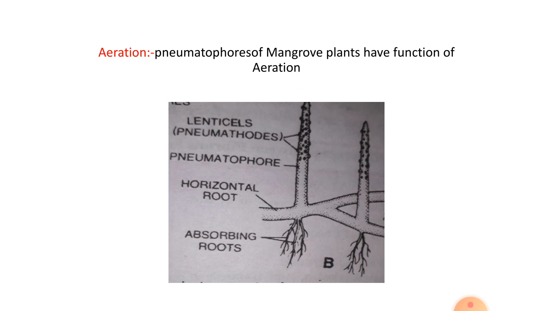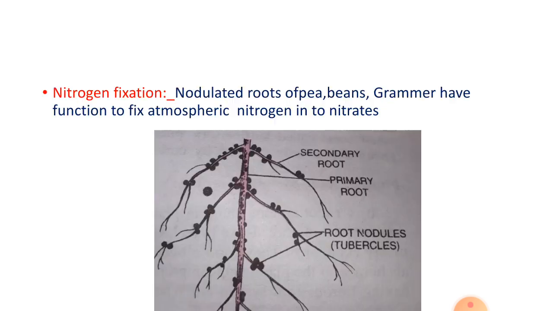Aeration. Roots of some plants, such as the pneumatophores of mangrove plants, have the function of aeration. That is, their erect roots have lenticels or pneumatophores, which absorb air from the atmosphere and provide it to the plant. It is also a function of the root. That is, they act as aeration agents.